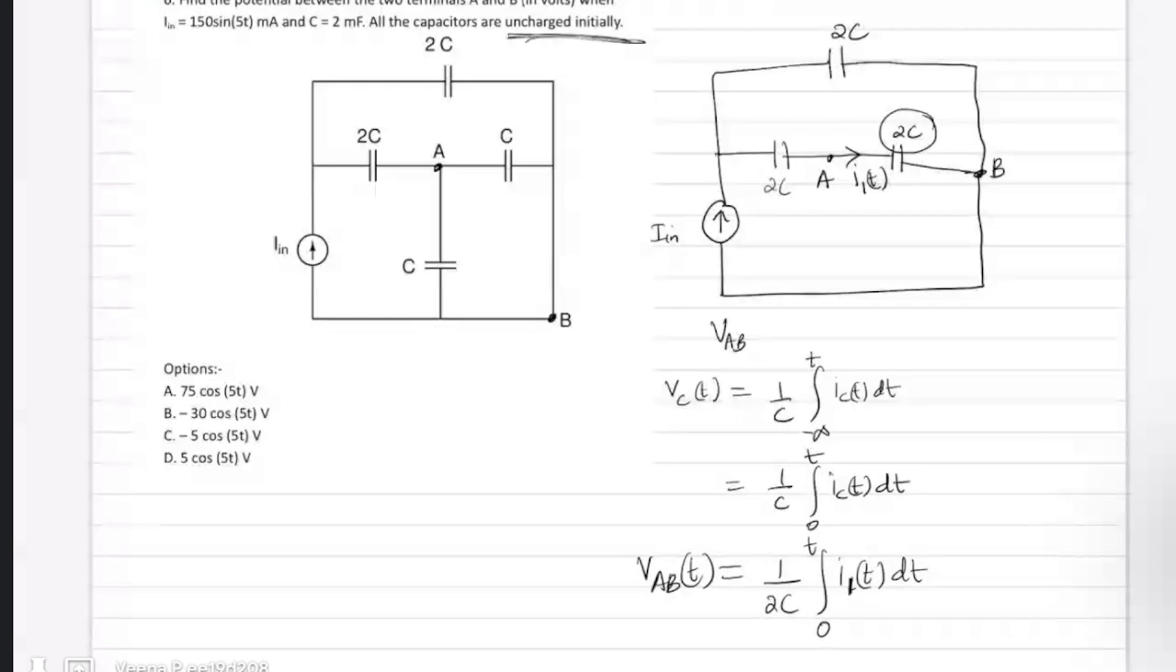So your VAB of t is 1 by 2C integral 0 to t of I1 of t, which is 50 sin 5t dt. Now you can take this 50 outside. So this becomes 50 by 2C integral 0 to t sin 5t dt. Integral of sin is minus cos.